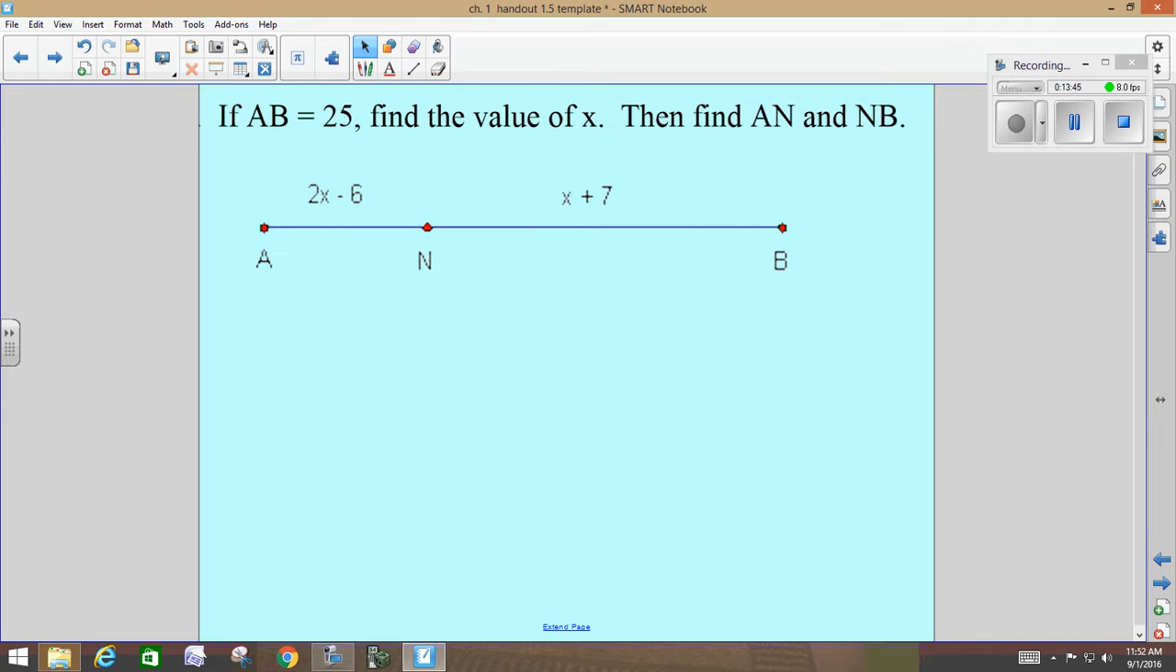Number 2, if the length of AB equals 25, find the value of x, then find the length of AN and NB. Value of x, that should make you think algebra. Hopefully you're thinking equations. So you have to look at the picture and the information they give you and set up an equation to find the value of x. You have to set up an algebraic equation based off the information they give you.